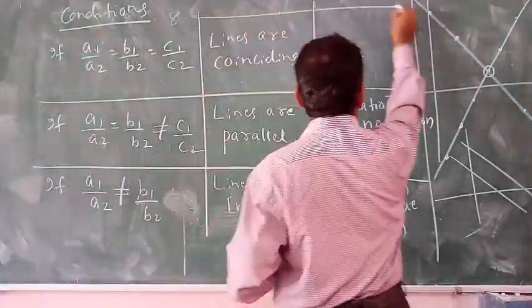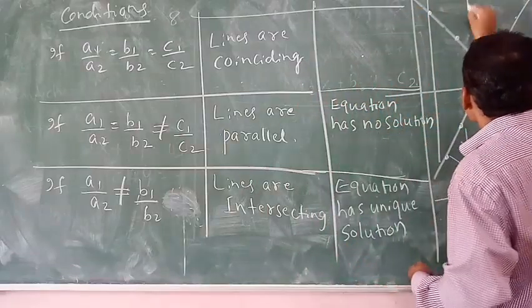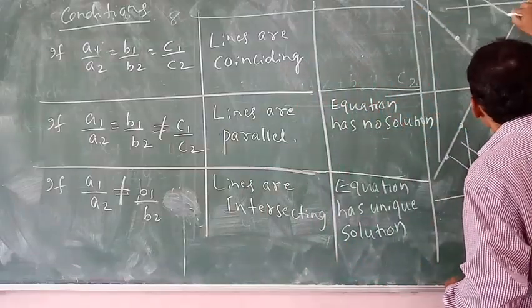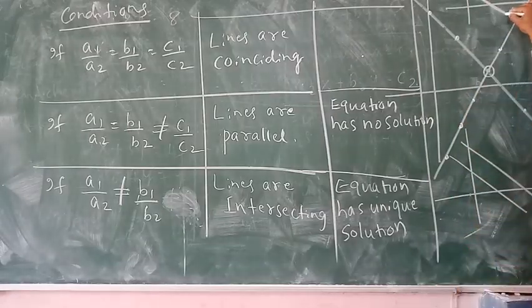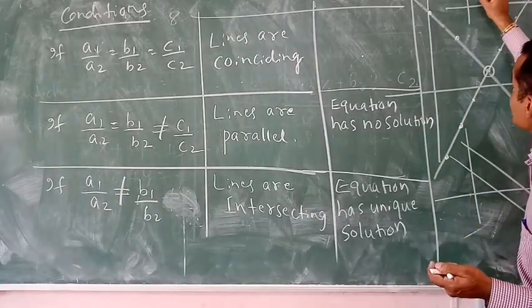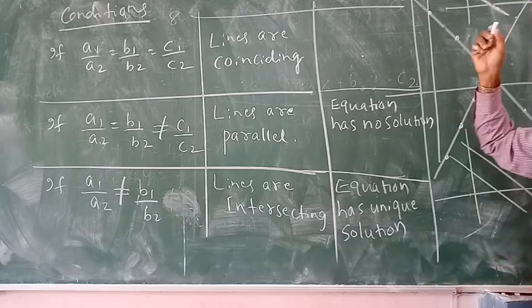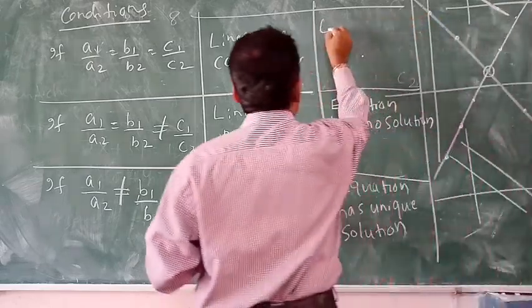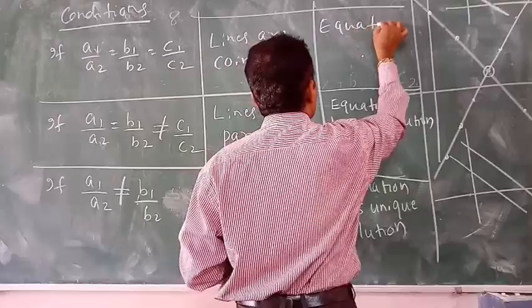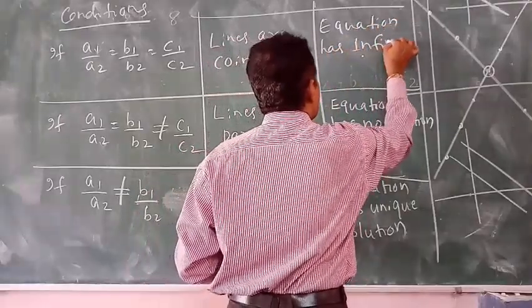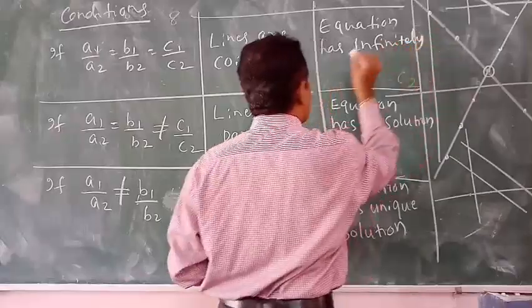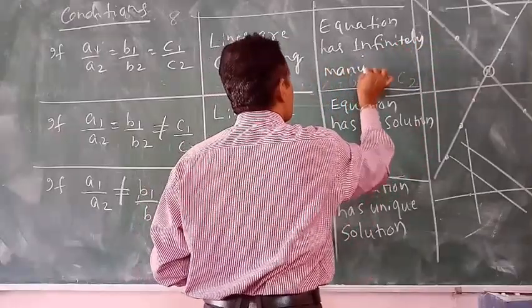When you come to the first stage, here the first line overlaps on the second line. We have seen that overlap. So every point is common. So we say here the equation has infinitely many solutions.